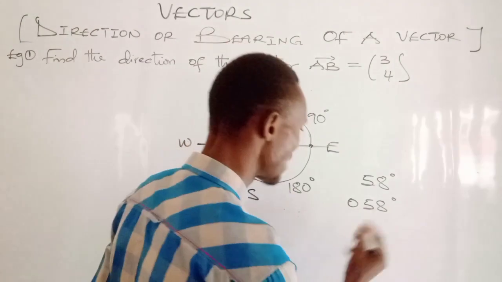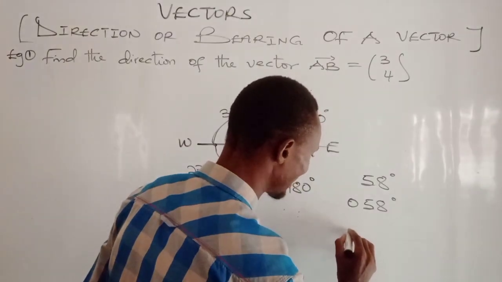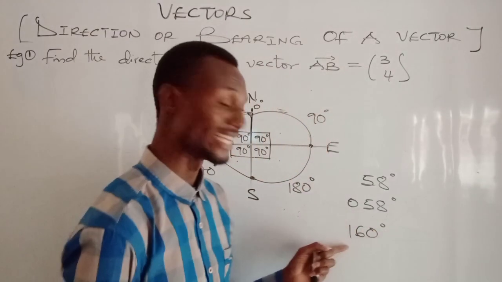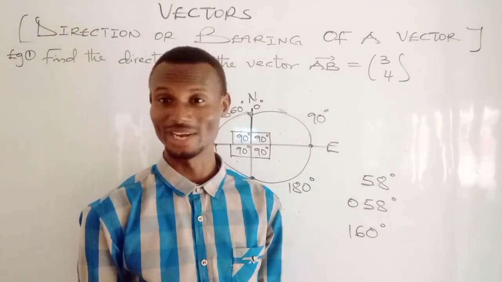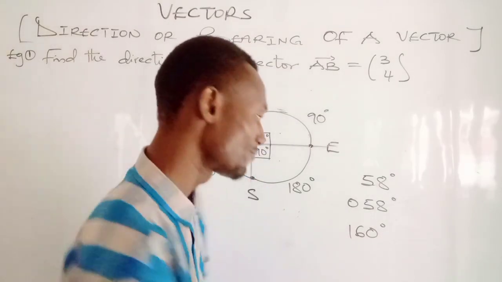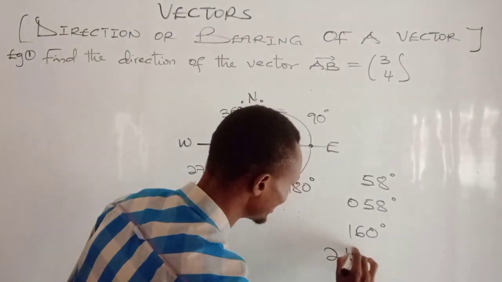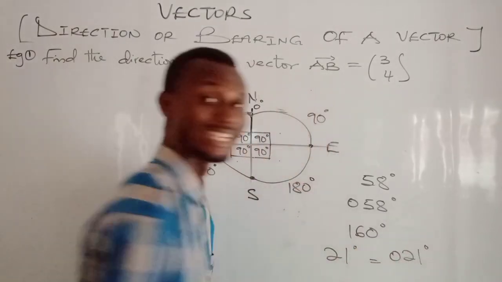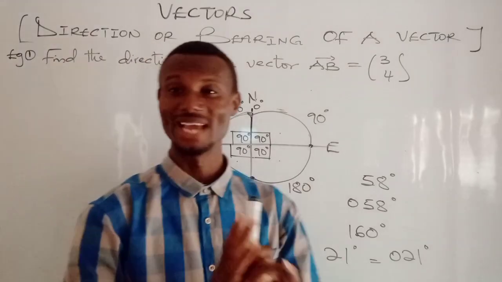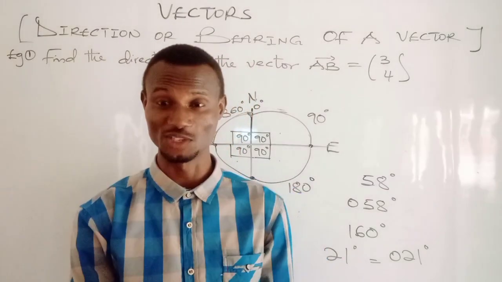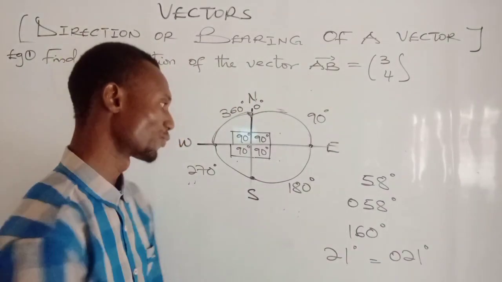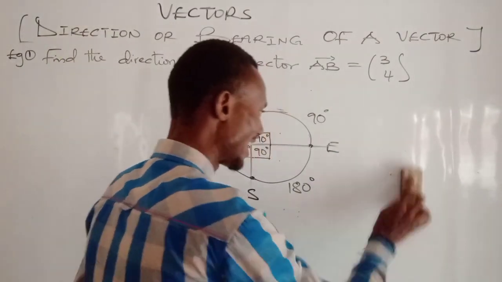So assuming I read a particular bearing and I'm getting 160 degrees. This is already in 3 figures, so I don't have to do anything about it. But if I get 21 degrees, then I have to write it as 021 degrees. I hope the explanation is clear enough up to this point. Okay, so I'm going to clean this so that we can proceed and do a further explanation.